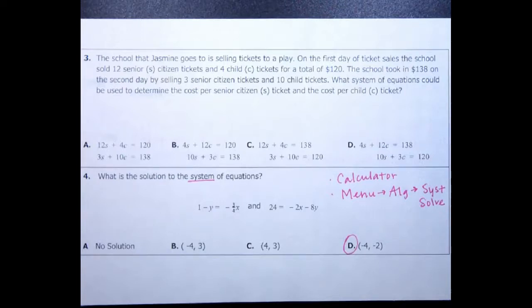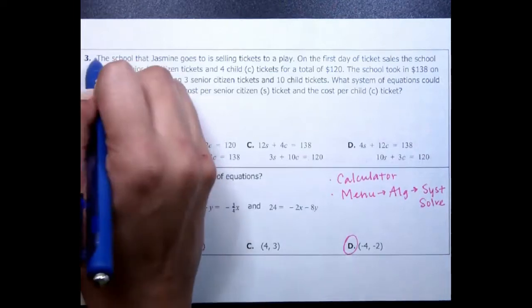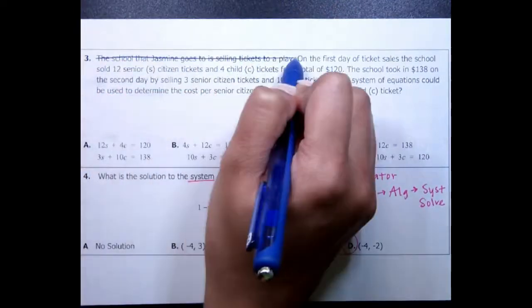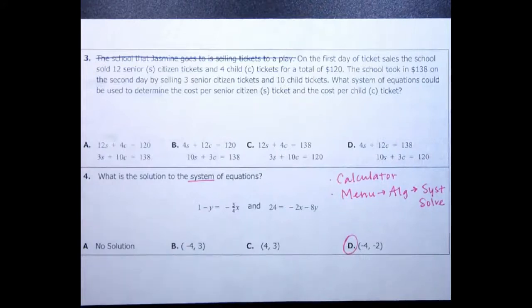The school that Jasmine goes to is selling tickets to a play. Nothing in that sentence can help me write an equation. So I'm going to cross it out. When you have word problems, there's going to be a lot of extra words that you don't need. I don't need any of those words because they're not going to help me write an equation.